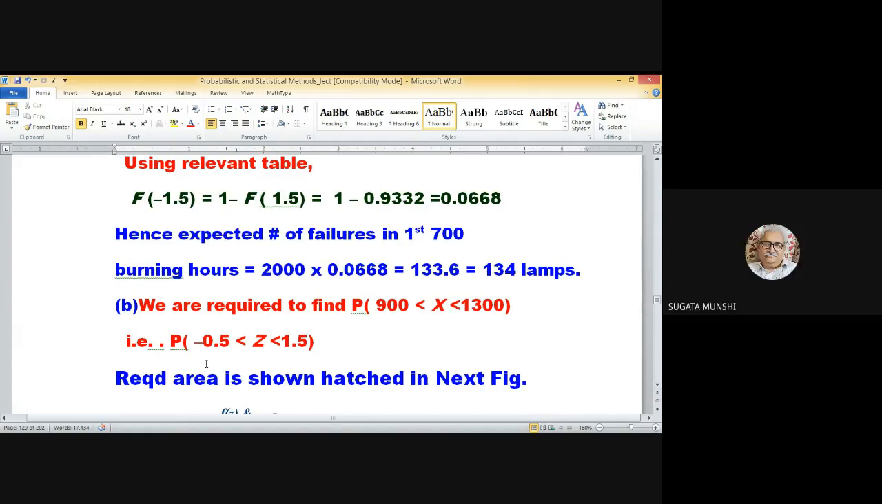Next, you are asked to find out the probability that X lies in this range, 900 to 1300 hours. X equal to 900 means Z equal to minus 0.5. X equal to 1300 means Z equal to 1.5. So you have to find this probability, Z lying in the range minus 0.5 to 1.5. How will you do that?